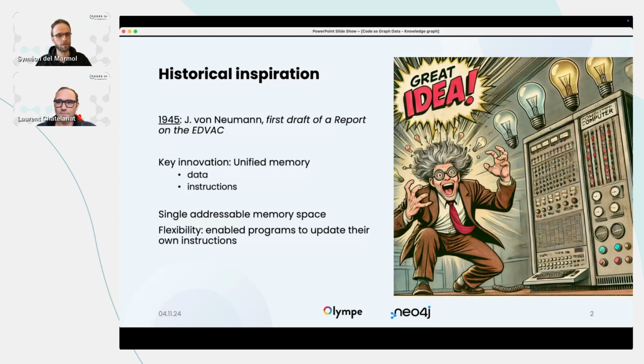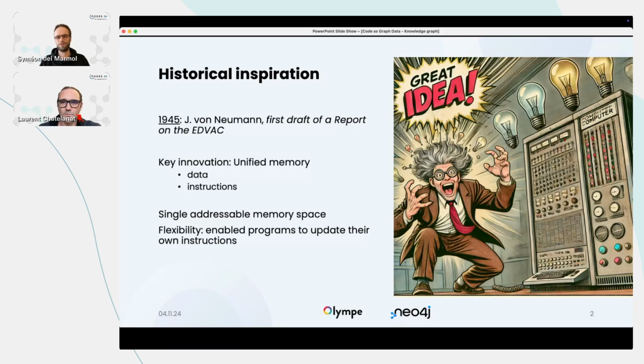And in 1945, John von Neumann came with a First Draft of a Report on the EDVAC, one of the big computers of that age. He came with a big innovation, which was the idea of having a unified memory where to store data and instructions. That memory would be addressable, so instructions could start changing the instructions themselves. And this is the first time when we really thought about code or instruction being data, right? It brought a lot of flexibility because programs were suddenly able to actually change themselves.